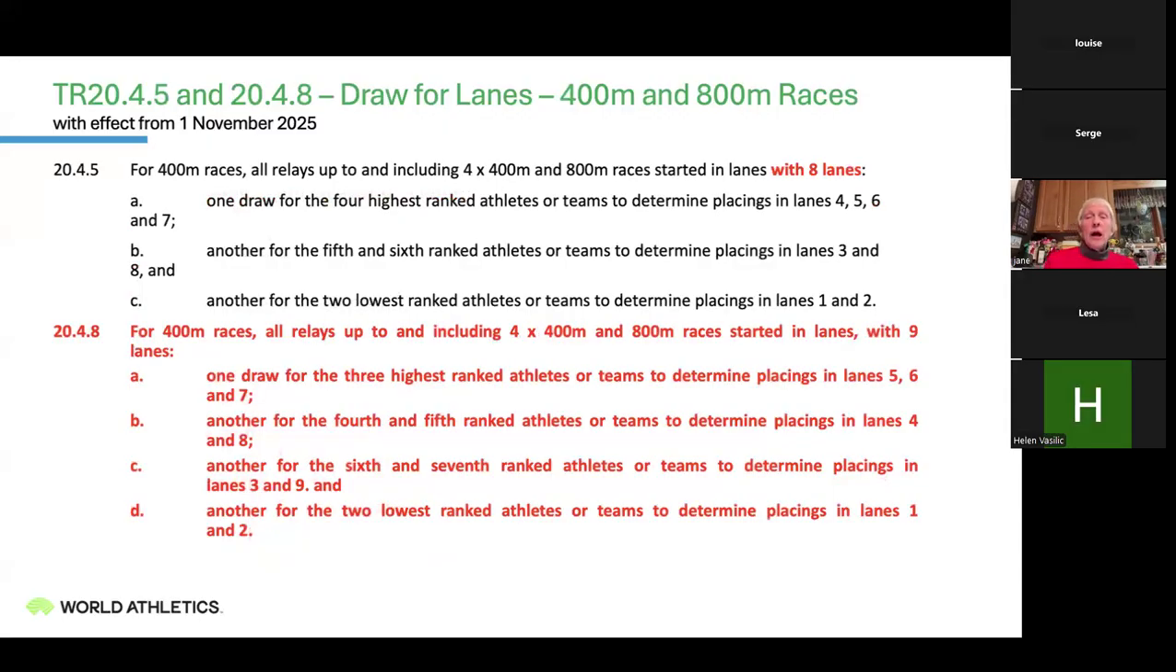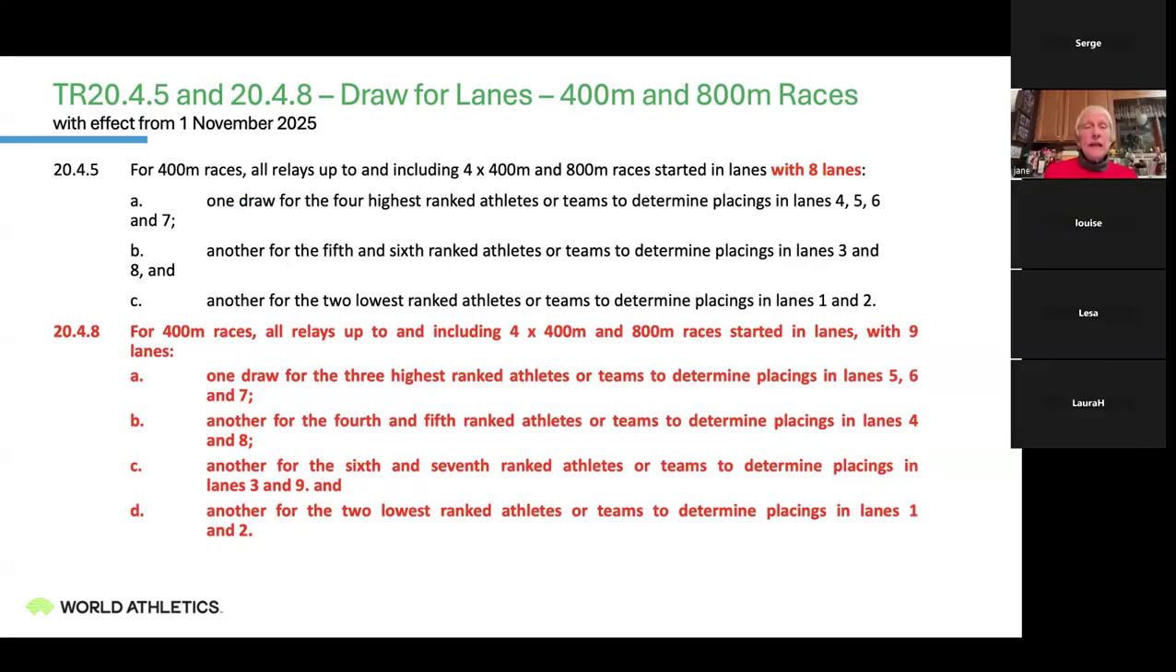800s, if we have 8 lanes, the first draw for the four highest ranked athletes, it's lanes 4, 5, 6, and 7. Second draw is for the 5th and 6th, which is lanes 3 and 8. And the two lowest get lanes 1 and 2.